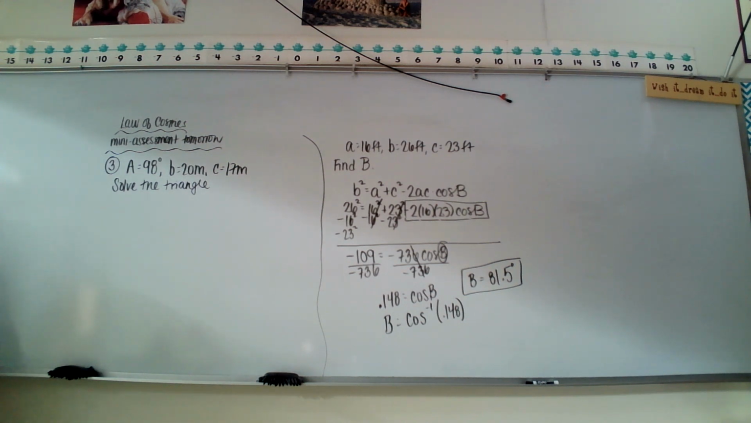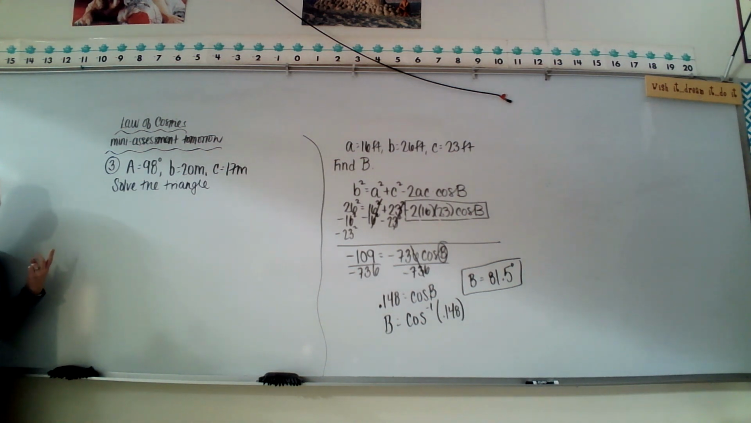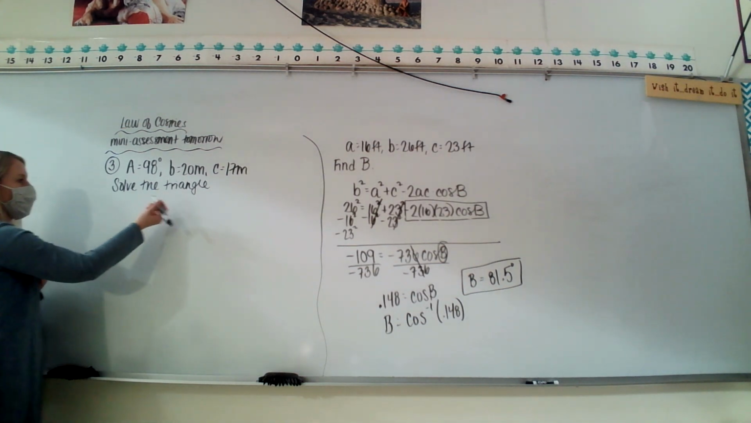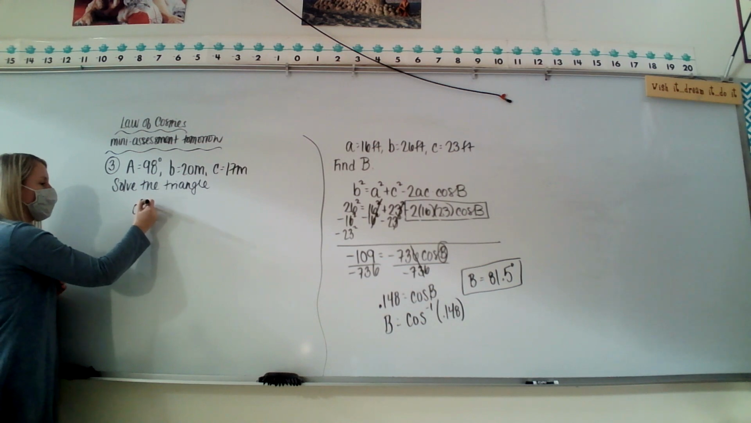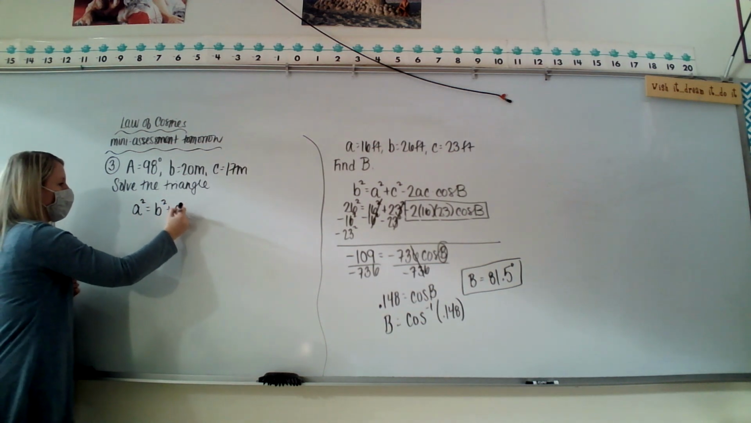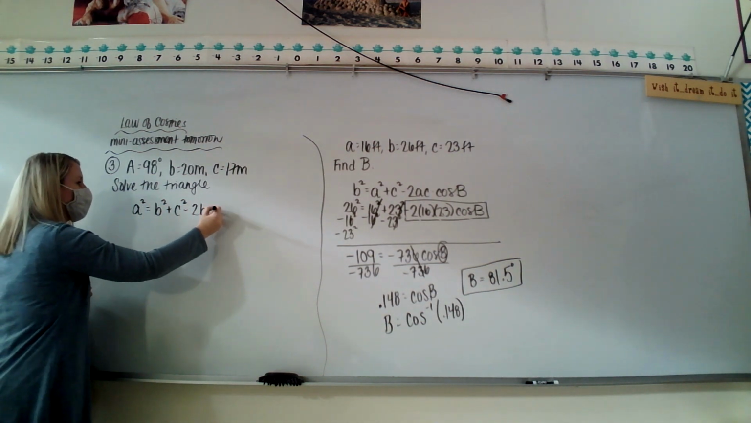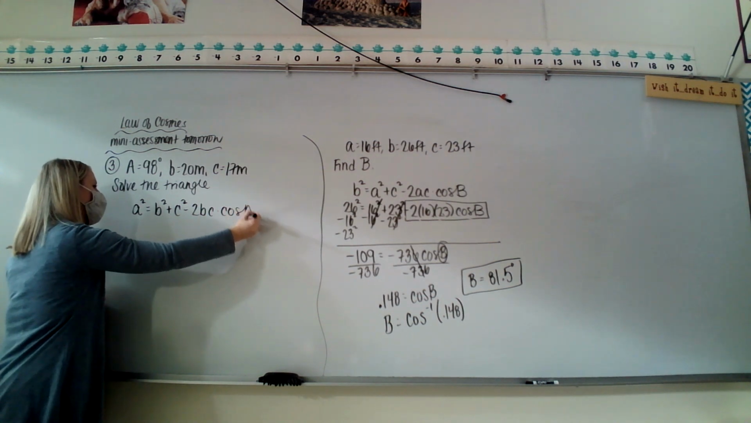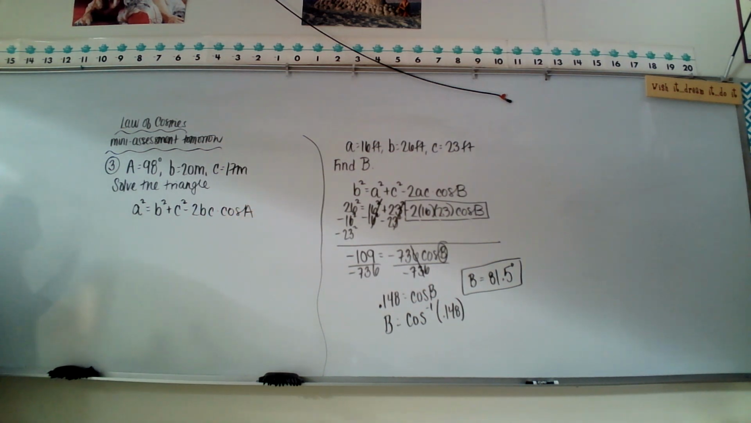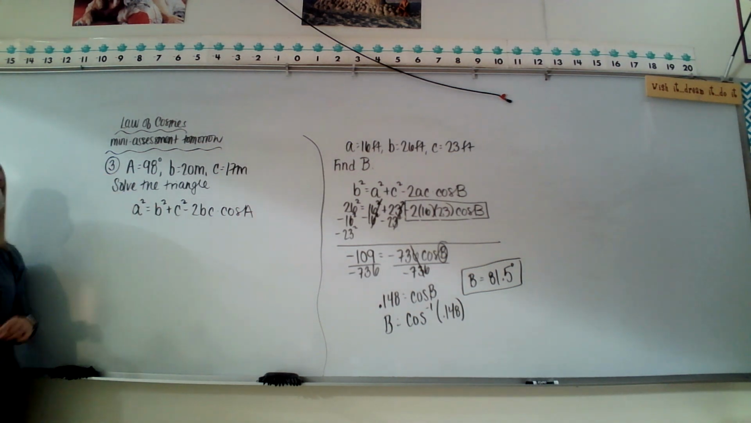Okay, so I start by saying, well, what can I at least do now? So I have angle A, side B, side C. Always base what formula you pick off of your angle. So I see angle A, I'm going to choose the law of cosines that has angle A. So here's the actual version of it. A squared equals B squared plus C squared minus 2BC times cosine A.